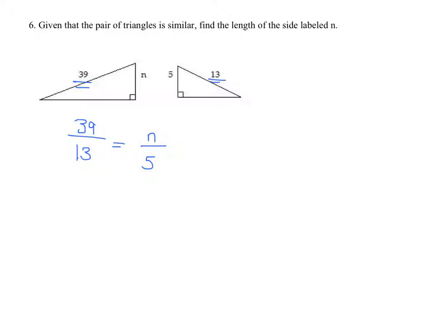We cross multiply 39 times 5, and we get 195 is equal to 13n. Divide both sides by 13, and we get n is equal to 15. And in this case, they don't say any units. Now, some of you might have said, well, I know 13 times 3 is 39. So you would definitely have to get n by just multiplying 5 times 3. That's fine too, but the proportion way will always work.